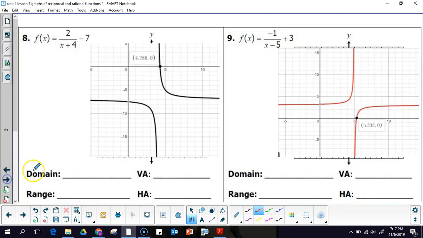All right, I think we got 2 more like this. Number 8, and I forgot to tell you, this is on page 12 right here. The vertical asymptote looks like it's right here. That's at x equals 4.